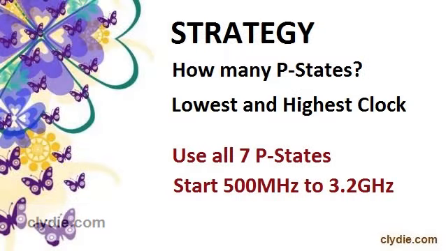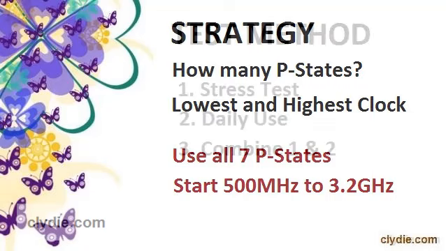Determine how many P-states you want to use, because you don't have to use them all. For me, I want to start at 500 MHz and overclock it a little bit to 3.2 GHz. So I will use all states with the increment of 400 MHz except for the first one. Be aware that I am able to overclock my processor because it has unlocked multiplier feature.